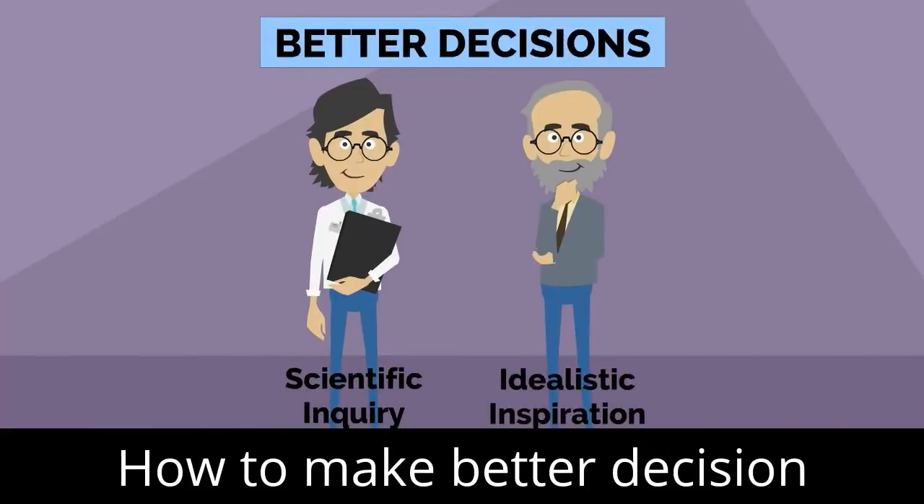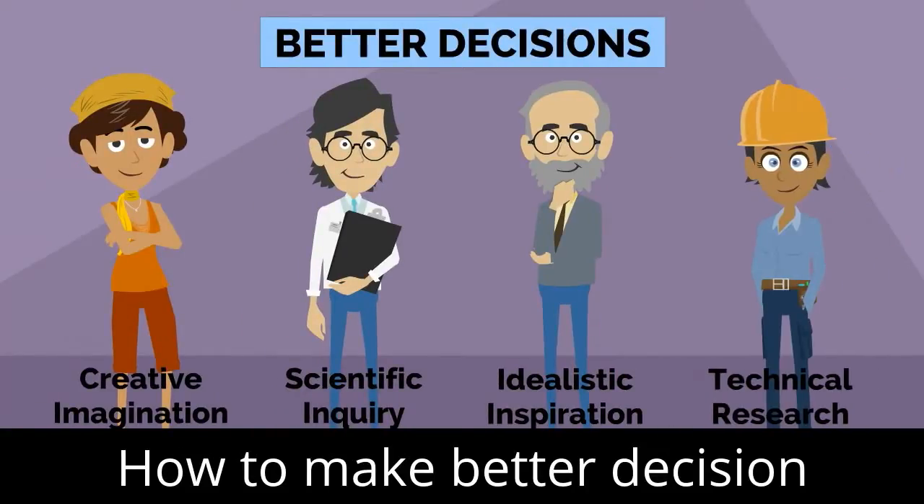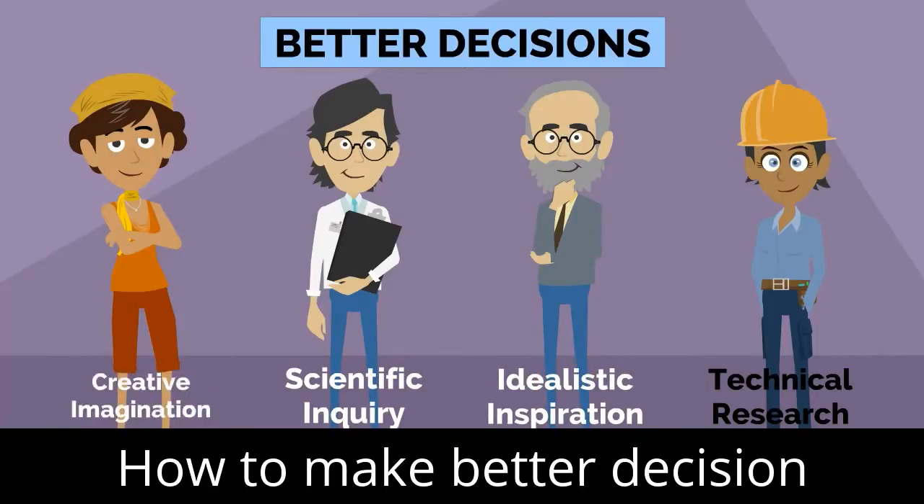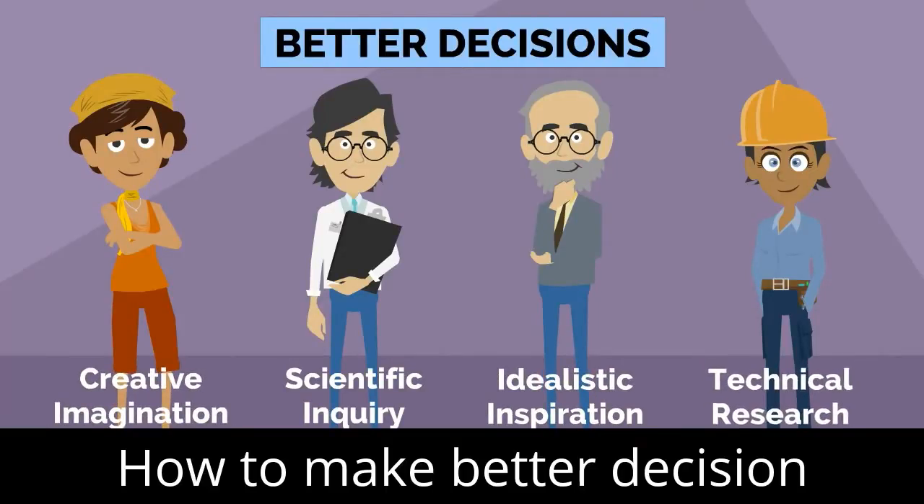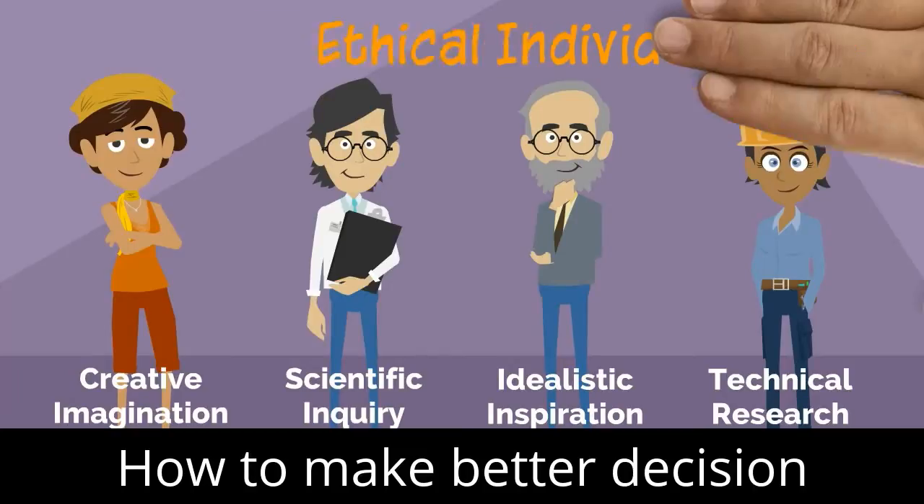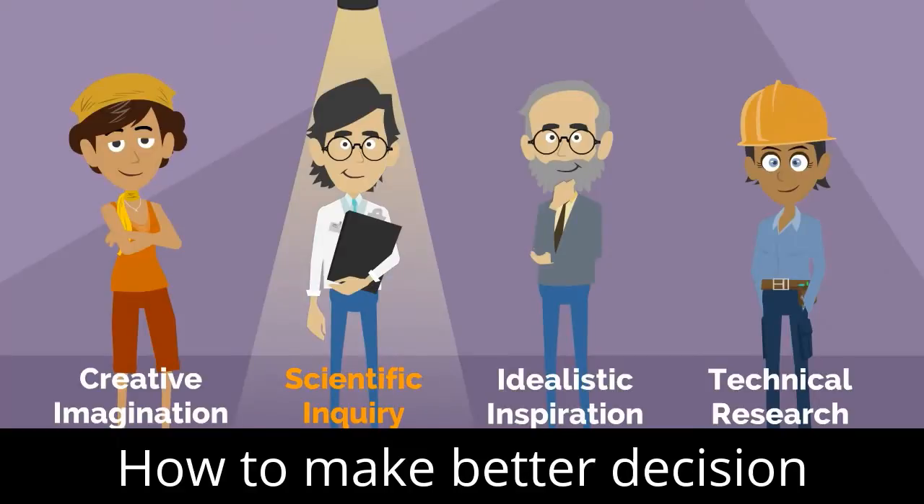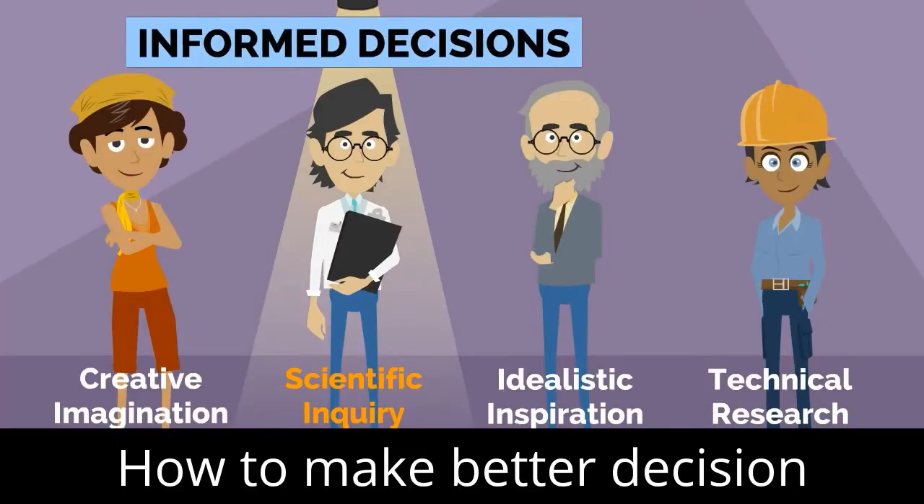Your decisions will be better if you apply these 4 skills: scientific inquiry, idealistic inspiration, creative imagination, and technical research. We call this ethical individualism. The first skill is scientific inquiry. With it we can make informed decisions.